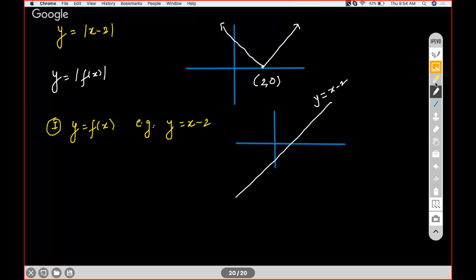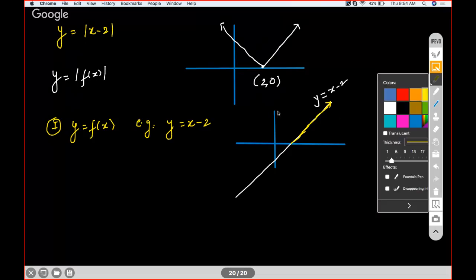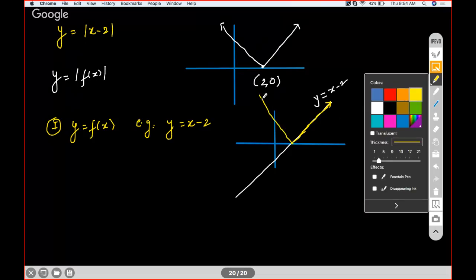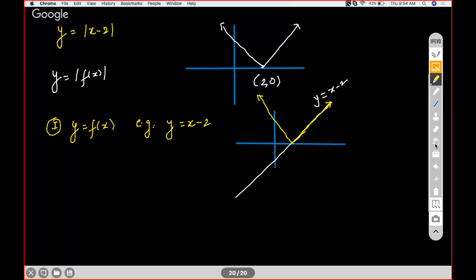Now, the part of the graph which is already above the x-axis, don't disturb it. Let the part be as it is. But the part which is below the x-axis, you reflect it above the x-axis. You reflect it about the x-axis. That means you make it like this, and erase this part. So first draw this, and then the second step.